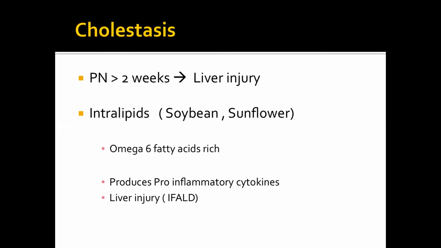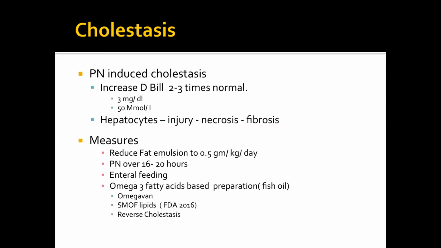The second common complication is cholestasis and liver injury. Typically, patients who are receiving parenteral nutrition for more than 2 weeks are prone to liver injury. Enterolipids, which are mainly a product of soybean or sunflower, are rich in omega-6 fatty acids, which produce pro-inflammatory cytokines that cause direct injury to the hepatocytes. With PN-induced cholestasis, typically patients will have increased direct bilirubin, 2 to 3 times the normal. They have hepatocyte injury, necrosis, and fibrosis, so the liver transaminases and other enzymes will be elevated as well.